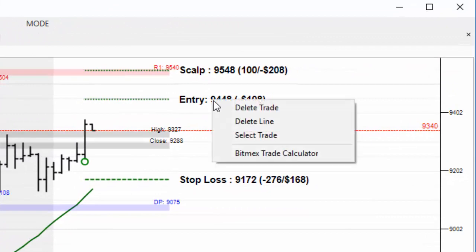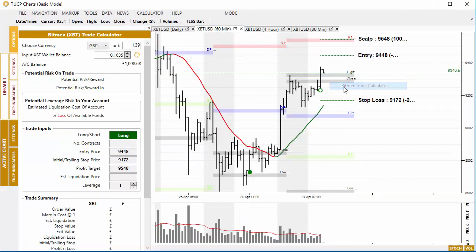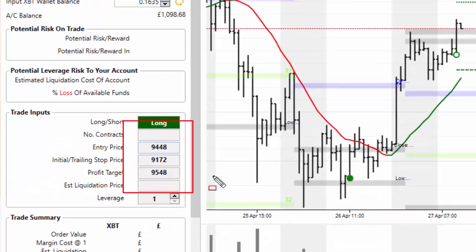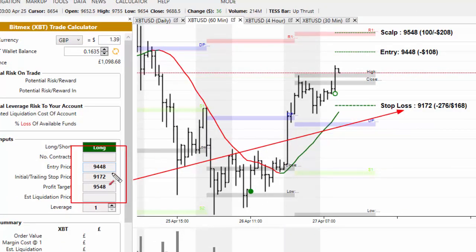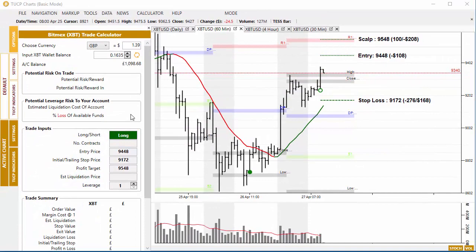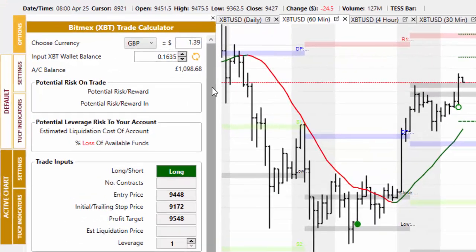So if I right click on this, I can then left click on Bitmex trade calculator, except this time you will see that this has automatically been filled in with the trade figures for the trade markup. So this makes life a lot easier. I haven't got to actually input these figures. But let's start from the top and see how we actually set this up.